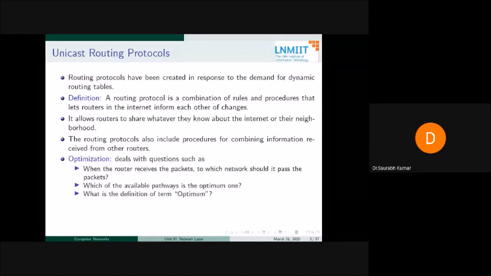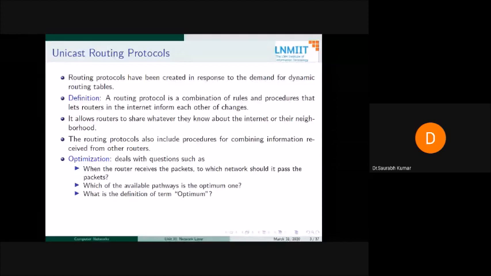The most important part before understanding the different categories of routing protocols is unicast routing. In unicast routing, it is very important to understand the concept of optimization. A router receives a packet from a network and passes it to another network. A router is usually attached to several networks. So the questions that arise are, first, when the router receives a packet, to which network should it pass the packet, because the router is connected to different networks. Second, which of the available pathways is the optimum one? And third, very important, how can you define the term optimum?